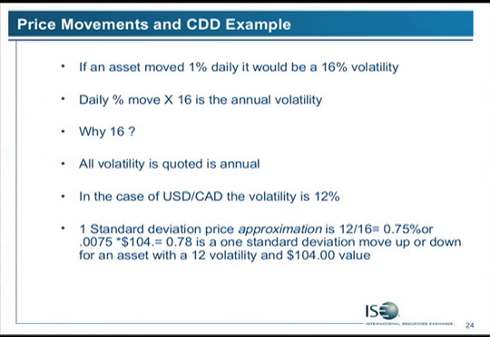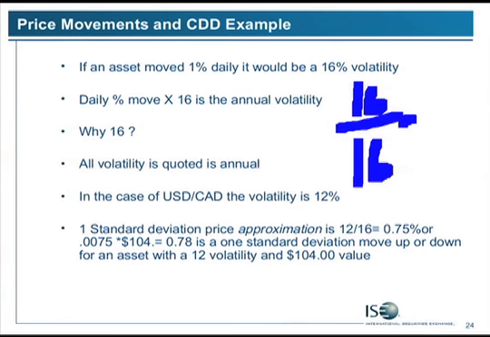So if I had an asset that was trading at 16 vol, I would divide by the constant, which is about 16. It's really 15.9, but I'm going to say 16. That's going to give me my percentage change for the day, so 1%.